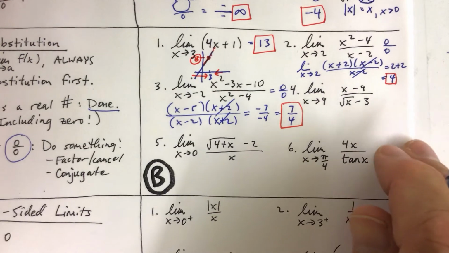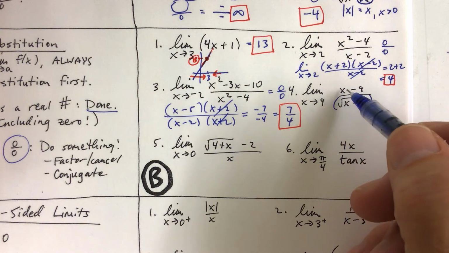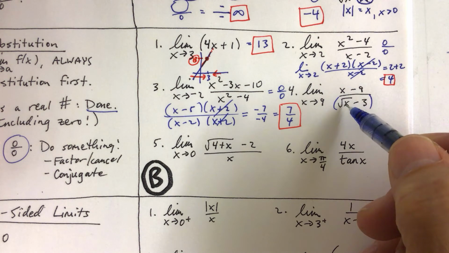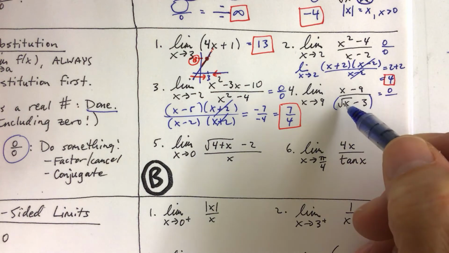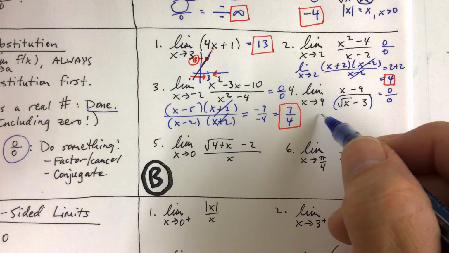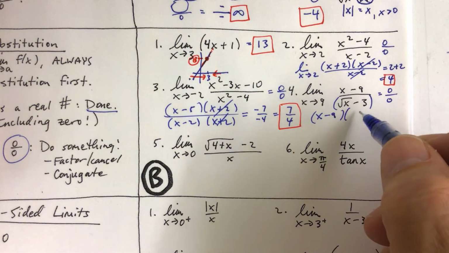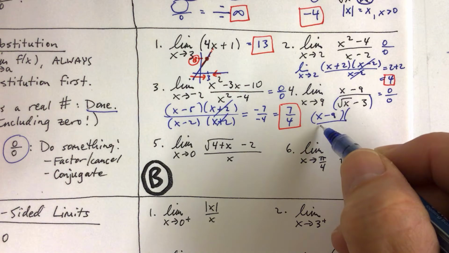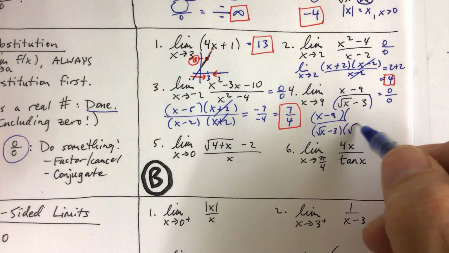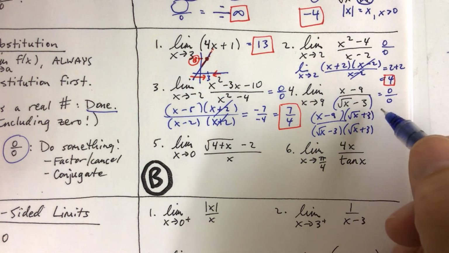All right. And then replacing x with 9 in problem 4, we get 9 minus 9 is 0, divided by radical 9, which is 3. 3 minus 3 is also 0. So if we remember, we talked about this, multiply by the conjugate. So we're going to multiply top and bottom of this fraction by radical x plus 3, since radical x minus 3 has the conjugate radical x plus 3.